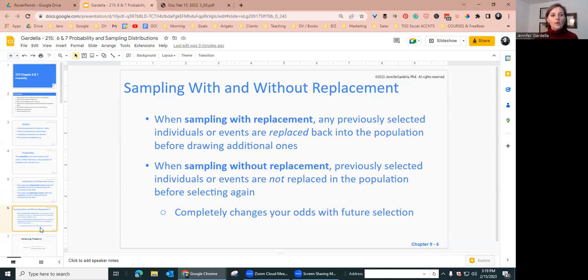When we sample without replacement, however, we pull a card and we leave that card out. Now there's only 9 cards left in the deck. That's sampling without replacement. We do not replace that card. When you sample without replacement, you change your odds going forward. And again, I have lots of examples like this. I like to get this kind of nitty-gritty stuff out of the way first.